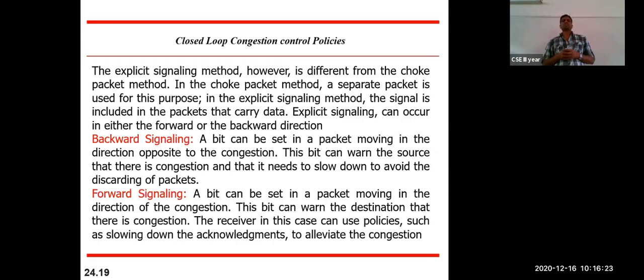Let us look at backward signaling first. In backward signaling, a bit can be set in a packet moving in the direction opposite to the congestion. From where it is coming, it will now send a packet back, in the direction opposite to the congestion, which means to the source, right? So this bit can warn the source that there is a congestion and that it needs to slow down.